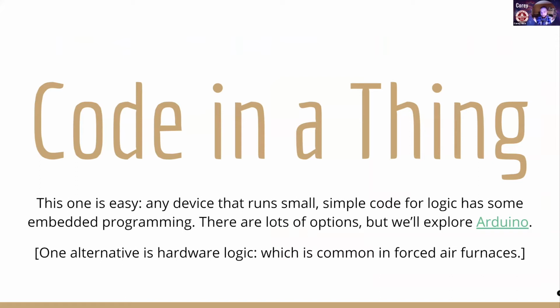Any device that runs small, simple code for logic has some programming in it. We're going to explore Arduino, but it's just one of many things in this space. There's also other ways that you can build functionality like this into objects. Like you could do hardware logic to make things have if-then sequencing. Light switches don't have embedded programming. They just have logical circuit programming so that when you flip the switch, the light is on or off. And then things like furnaces have more analog processes, more like transistors and switches and relays that make for a process where you can really understand the way that they work without having any code in them.